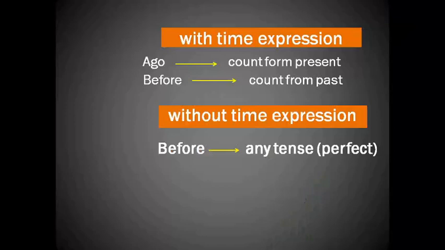Let's summarize what has been discussed till now. With time expression, ago, count the time from the present. Before, count the time from a past moment. Without time expression, before can be used with any tense, but the tense has to be perfect tense.